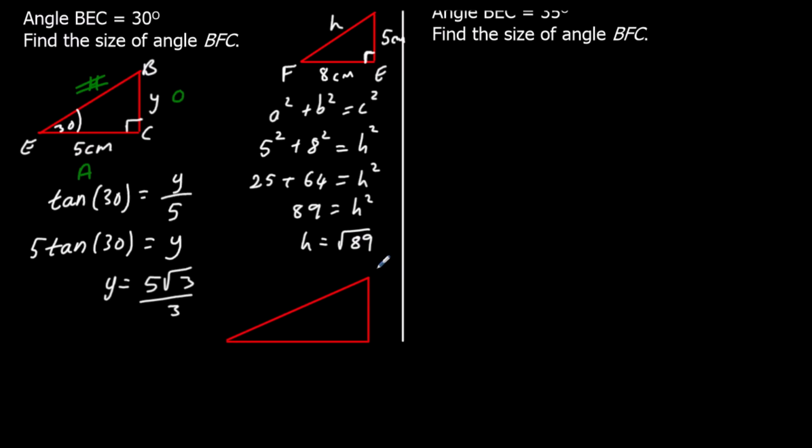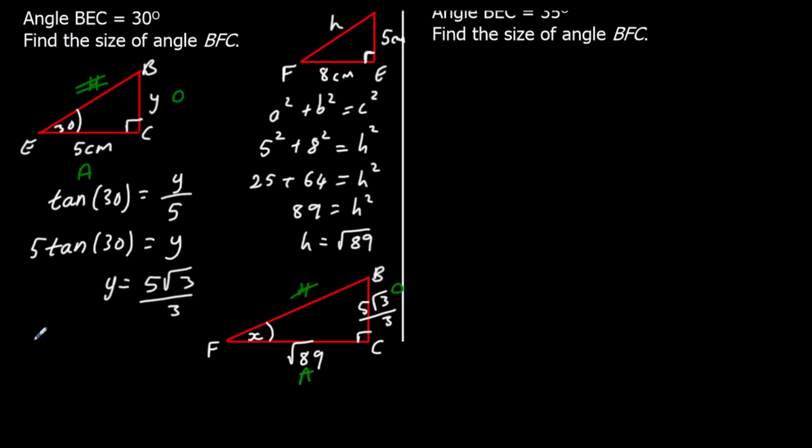So it was B, F and C, and we're finding the angle BFC. We worked out B to C was 5 root 3 over 3, and C to F was root 89. So again, we're not using the hypotenuse. We're using the opposite and the adjacent. So it's tan.